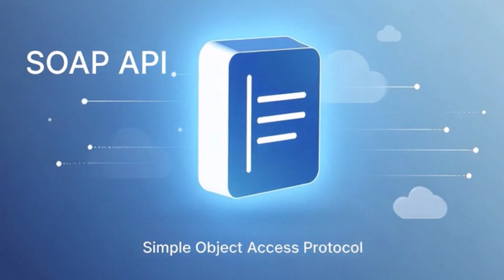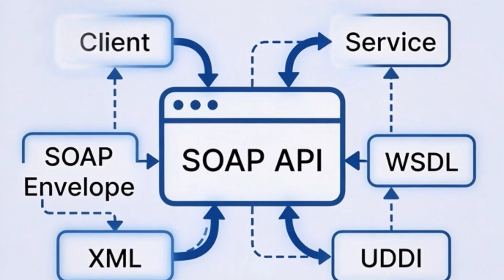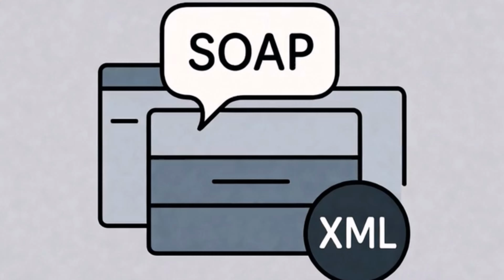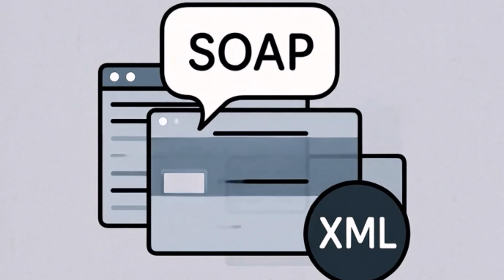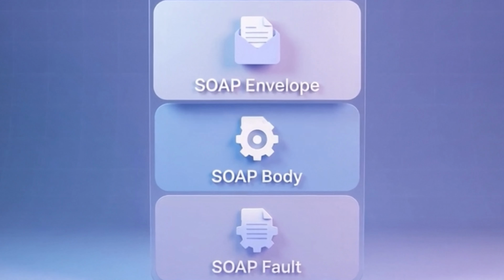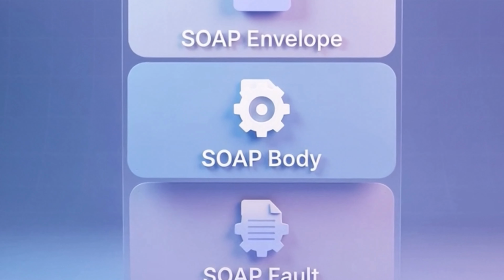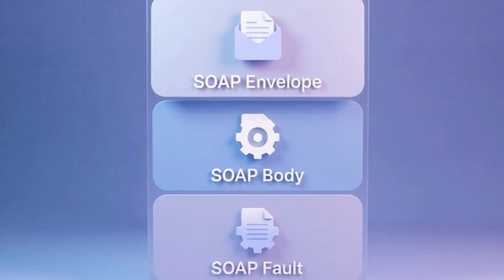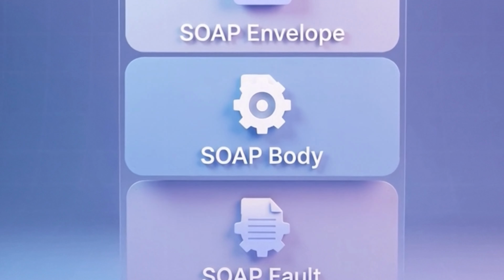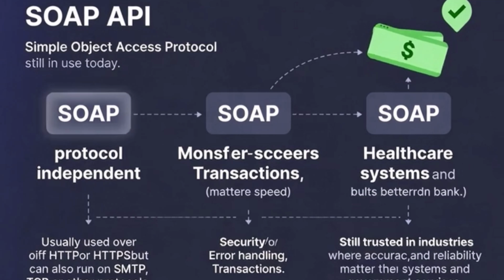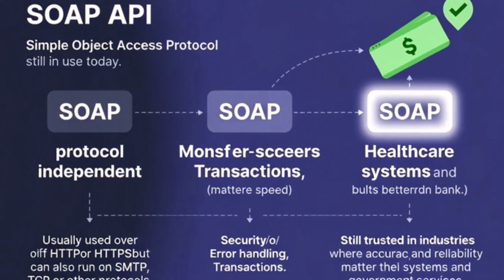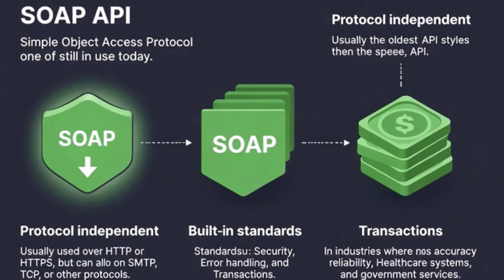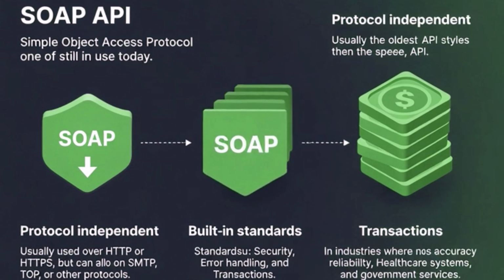If REST is like a casual phone call, SOAP is more like a formal legal contract. Every message must follow very strict rules. SOAP messages are written in XML, and they come wrapped in a precise structure, an envelope that contains everything, a header for metadata, and a body that holds the actual request or response. One big advantage of SOAP is that it's protocol independent. While it's usually used over HTTP or HTTPS, it can also run on SMTP, TCP, or other protocols.